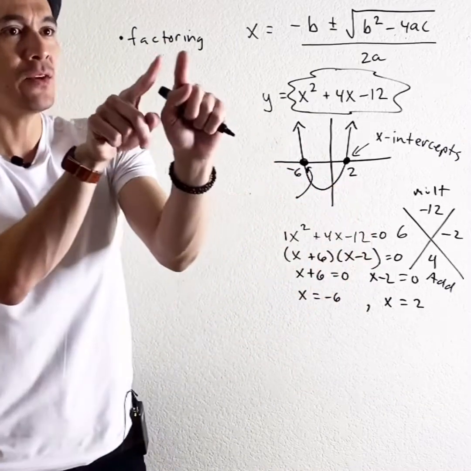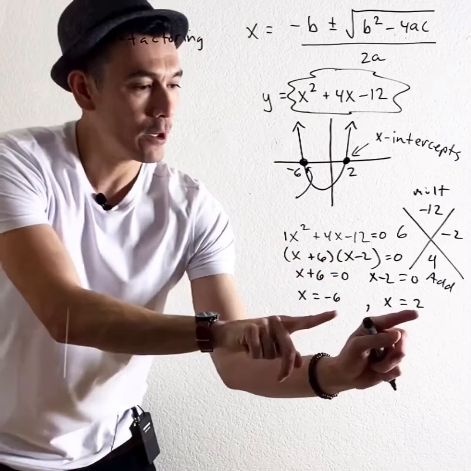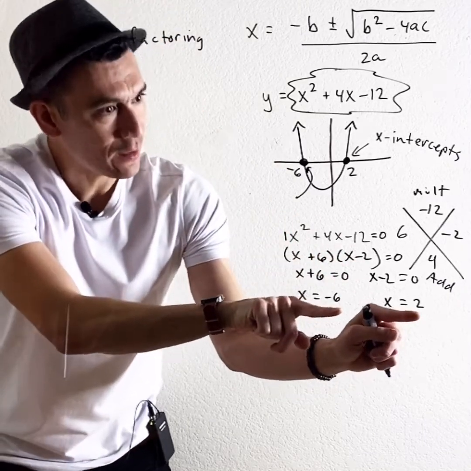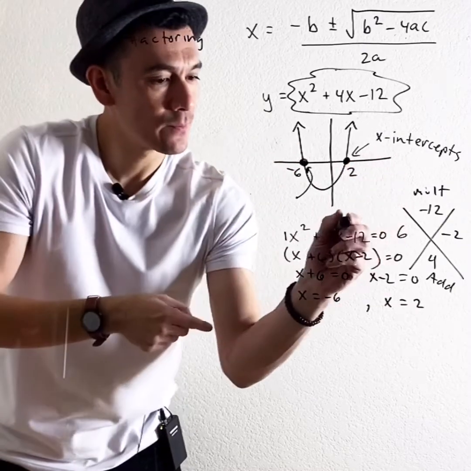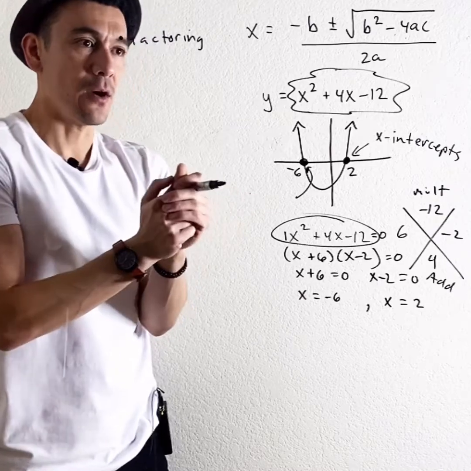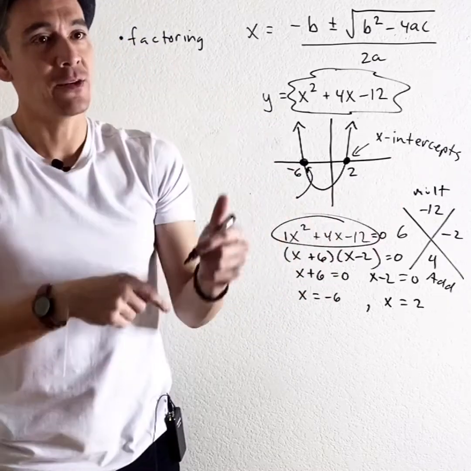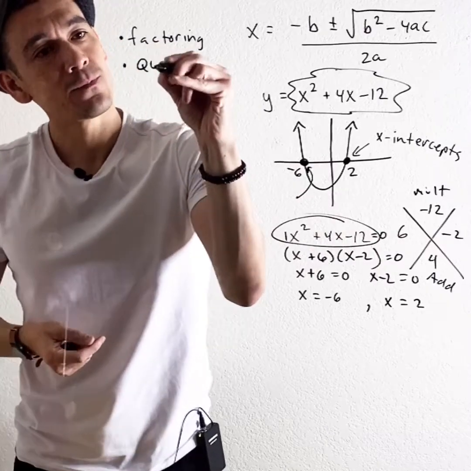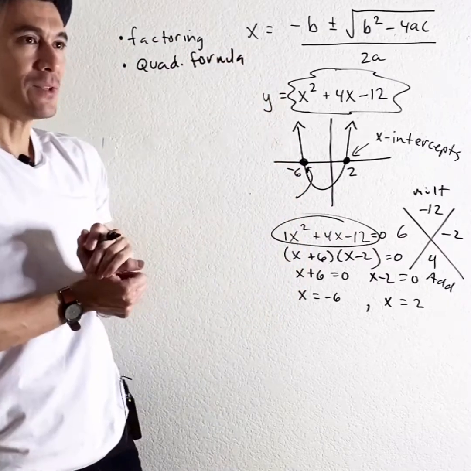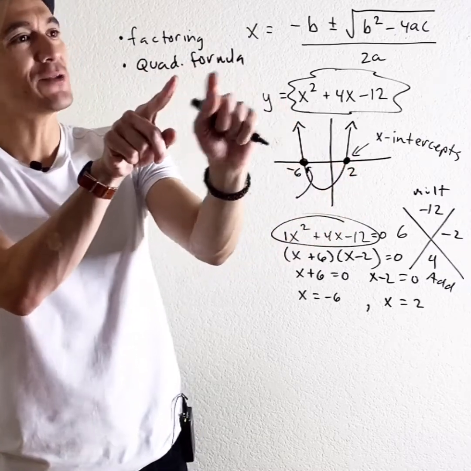So anytime you solve equations by factoring, what are you finding? You're finding the x-intercepts of that equation, of that parabola. So that's one way of finding the x-intercepts, by factoring. What's another way? You guessed it. Another way to find the x-intercepts is to use the quadratic formula.